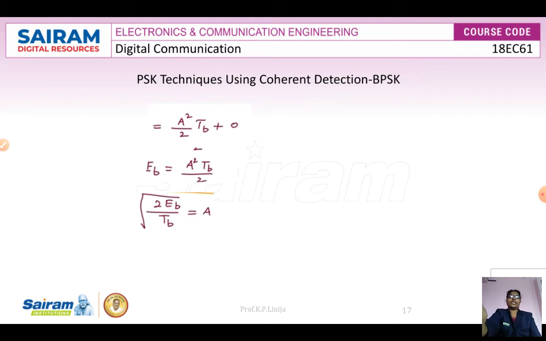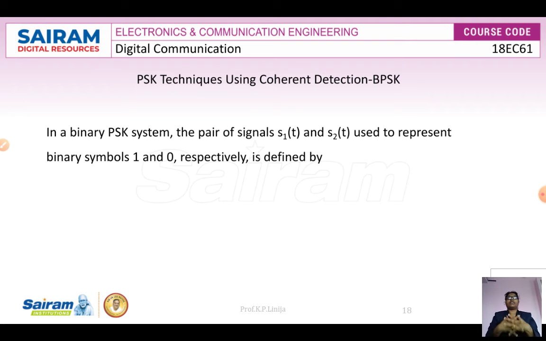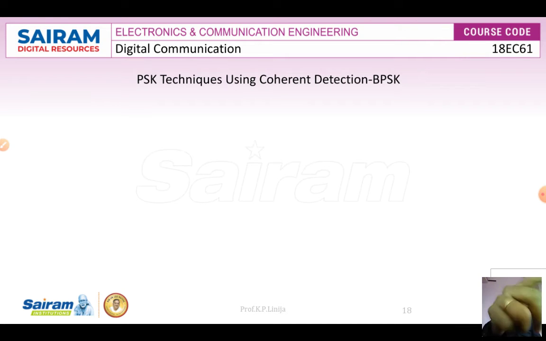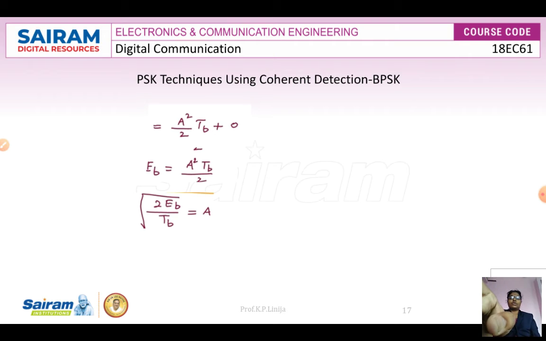And also root EB can be written in terms of 2 into EB. So here A squared TB, from this we are going to calculate A. So A is equal to root of 2EB divided by TB. Now we have calculated A, the amplitude of the signal S1 of t. In place of the amplitude level, we can substitute the previous equation, root 2EB by TB. We know that EB is the energy of the signal and TB is the bit duration.